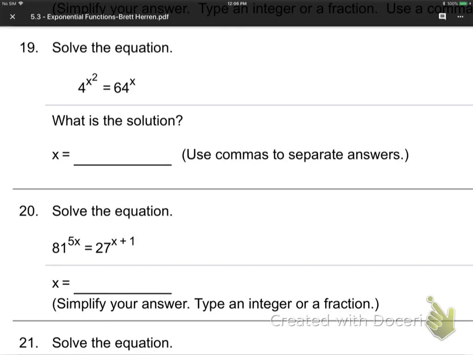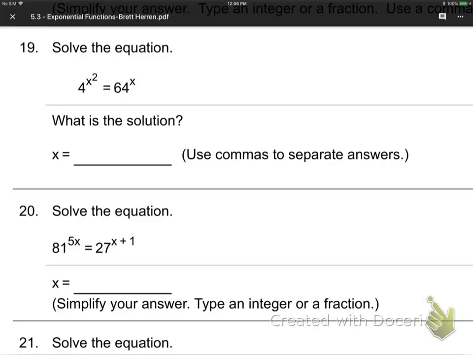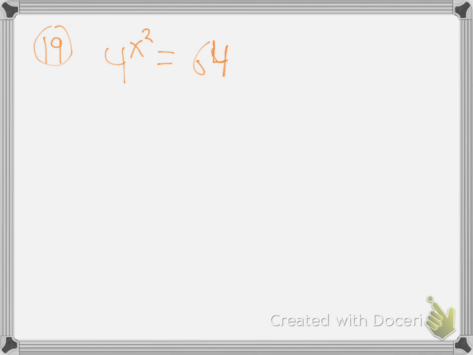All right, so let me rewrite that one for us. Oh, yeah. I love how 4 to the x squared is 64 to the x. That's what you can buy in addition to your textbook. Okay, so try that one.